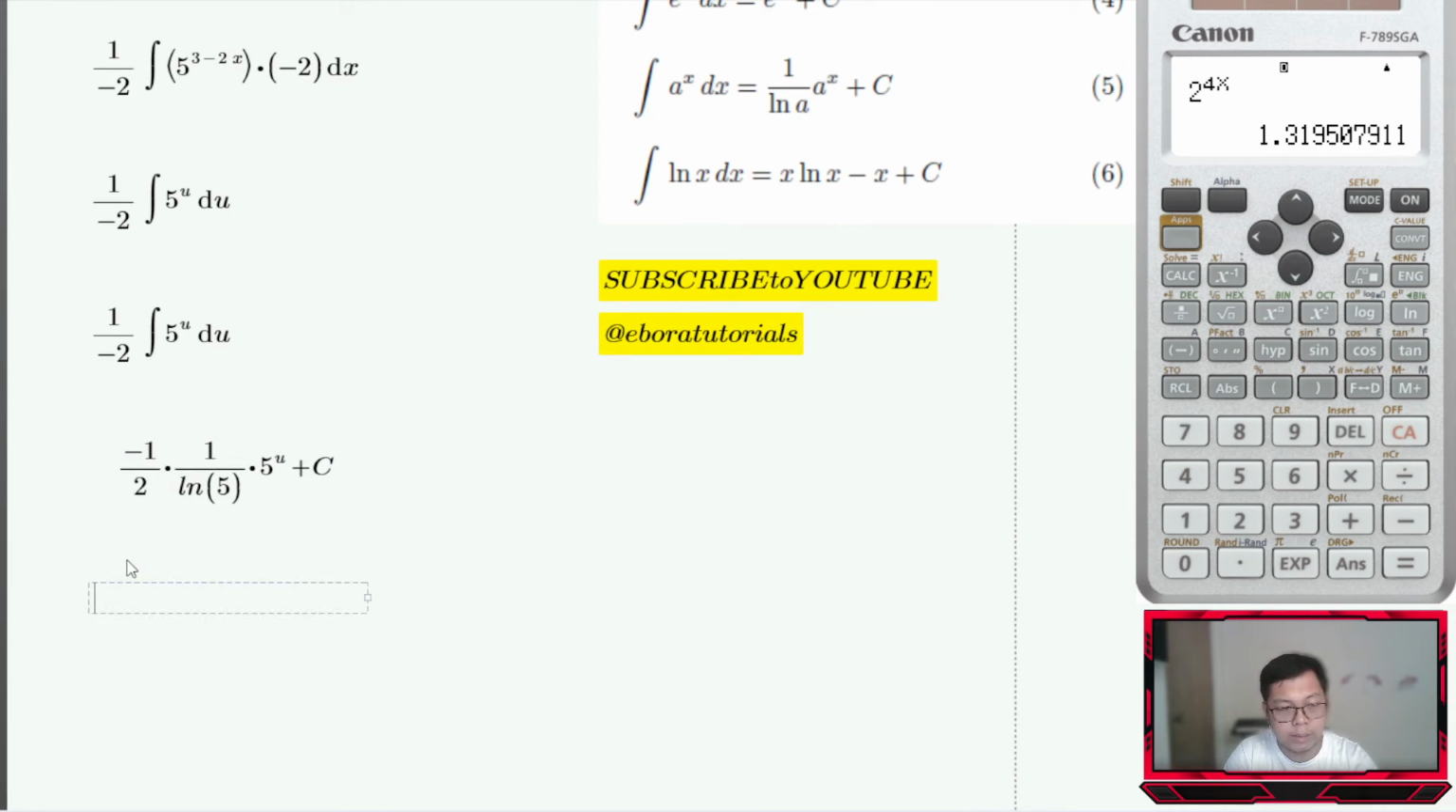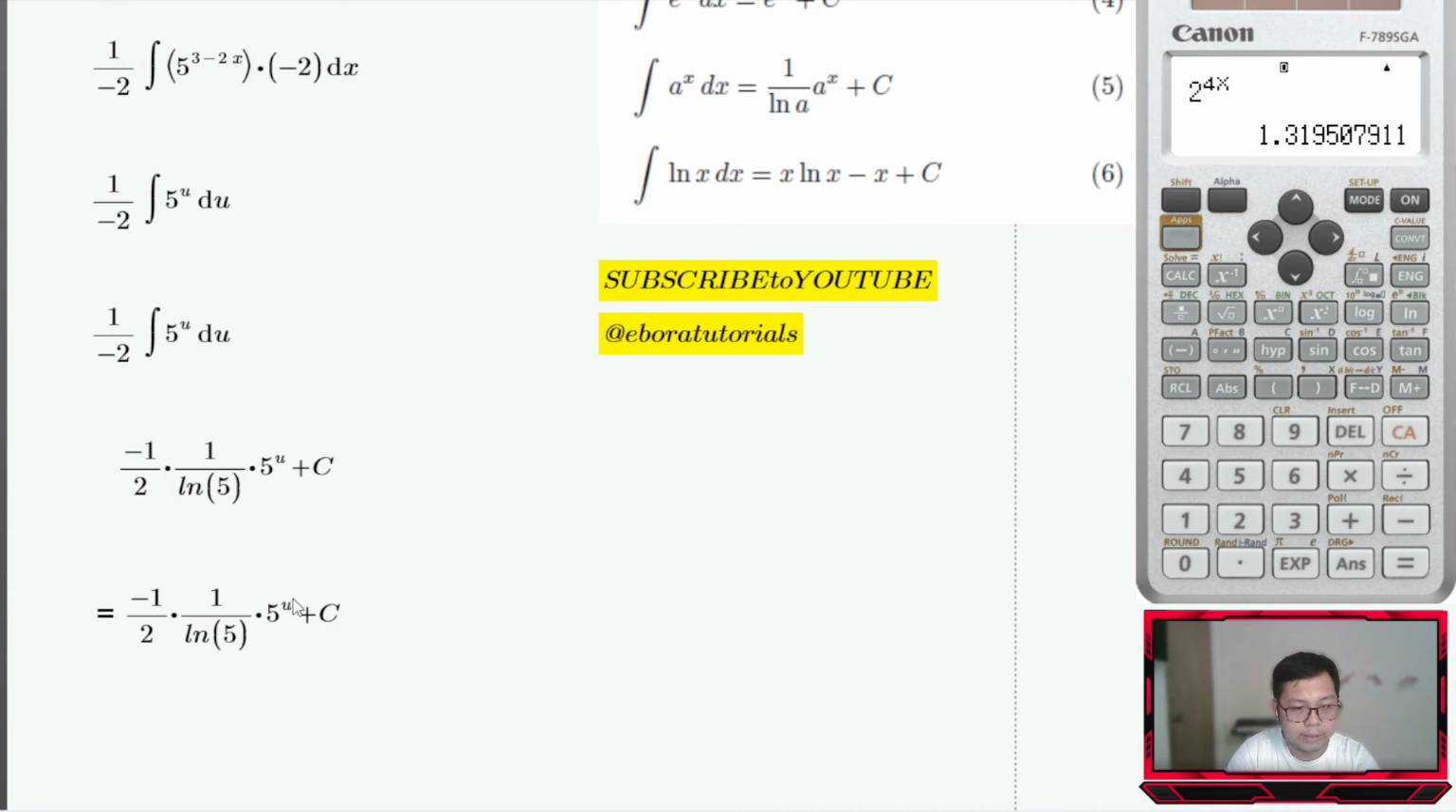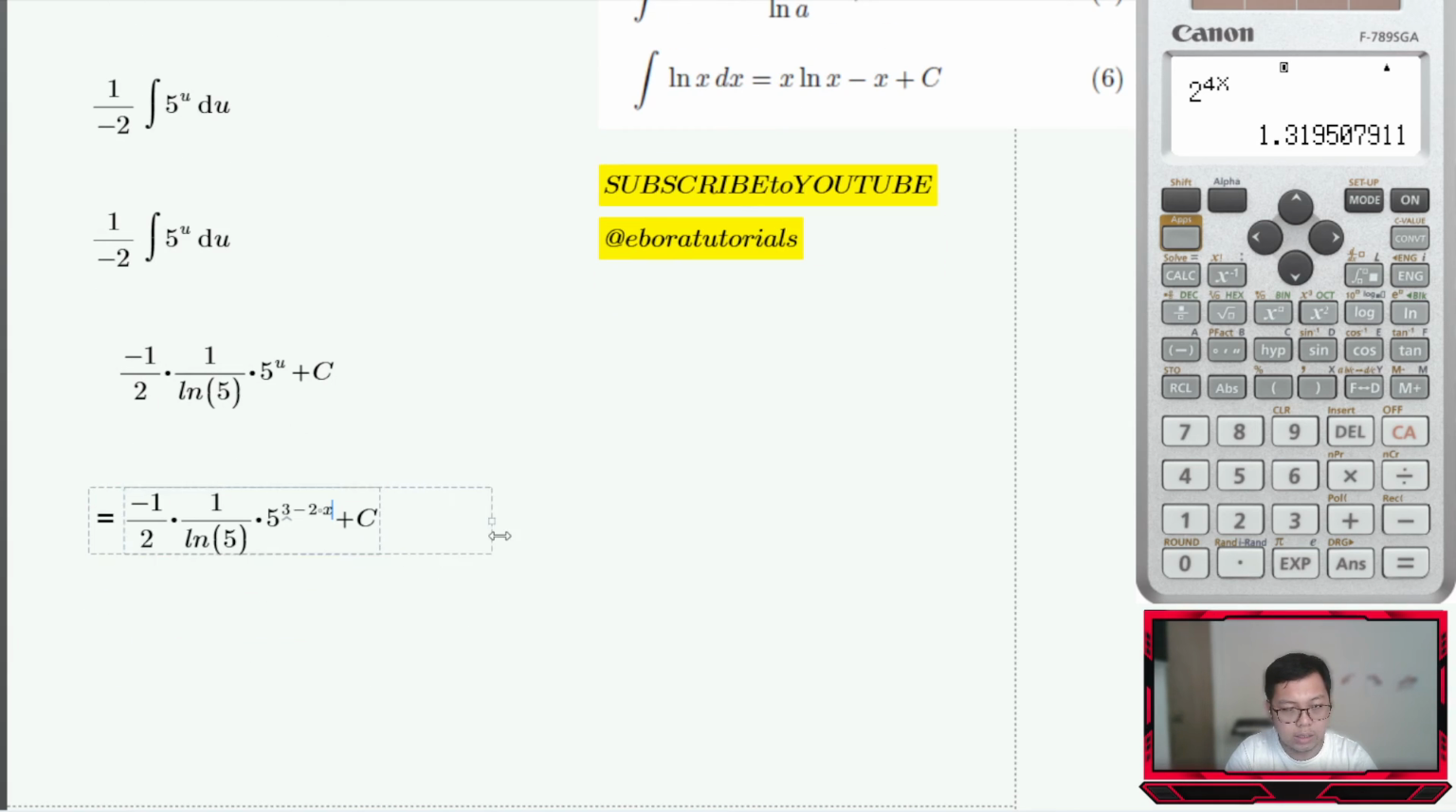Again, we'll just actually substitute the original value of u in terms of x. So u is actually 3 minus 2x. Okay, and then I think this is it. This will be our answer. So I'll just simplify, no? I'll put 2 here, and then the negative will just be here. Yeah. Okay, so I think that's it. That will be our answer.